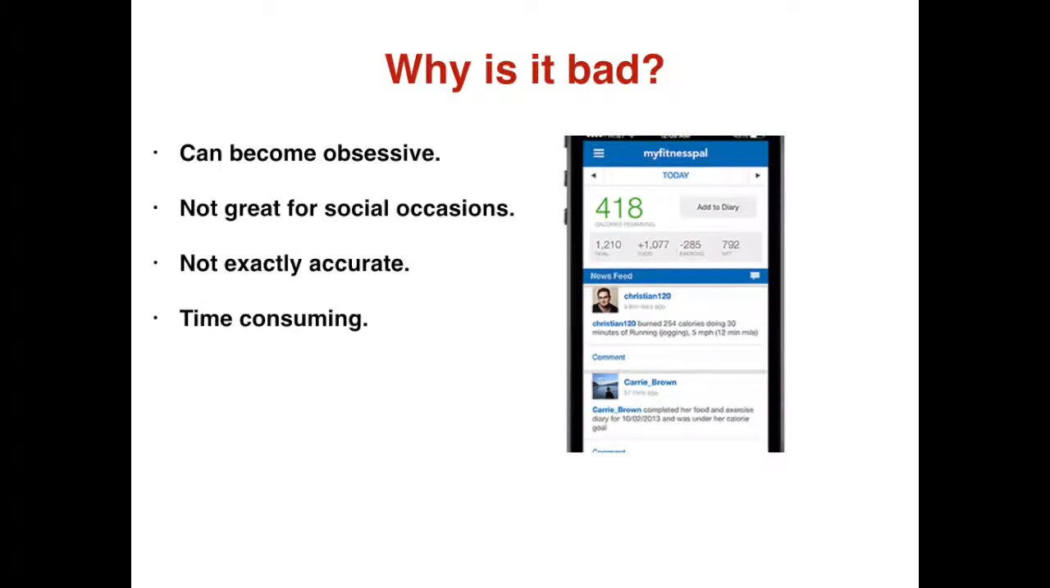So we've talked about why it's good to track calories, but there's also reasons why it's bad. See, it can become obsessive. People fall apart when they don't know how many grams of each food they're having. It's not great for social occasions. For example, you go to a restaurant and you're not in control. It's not exactly accurate, which we've talked about before. And also, it's a little time consuming, entering in all your macronutrients and calories into an app.